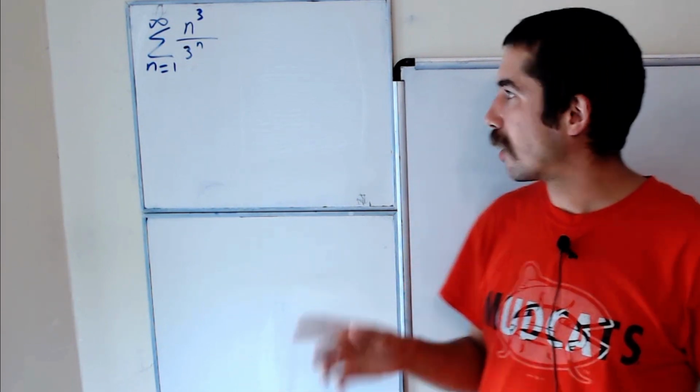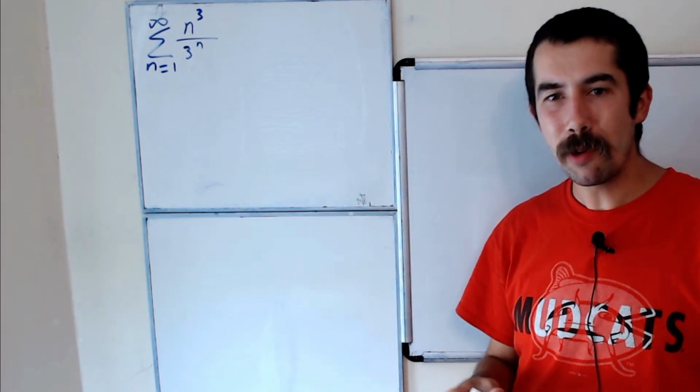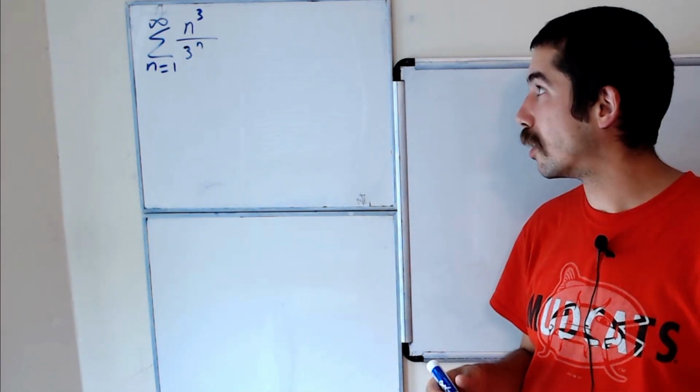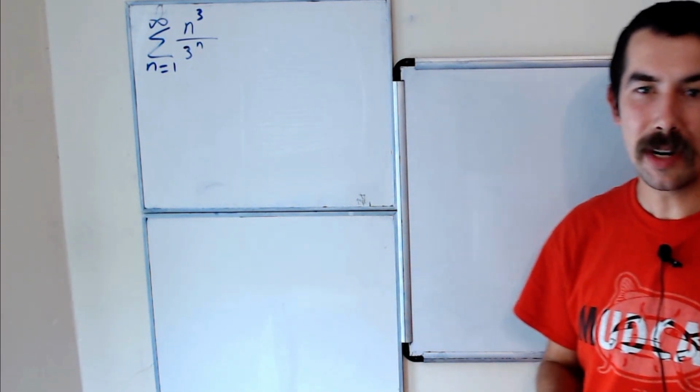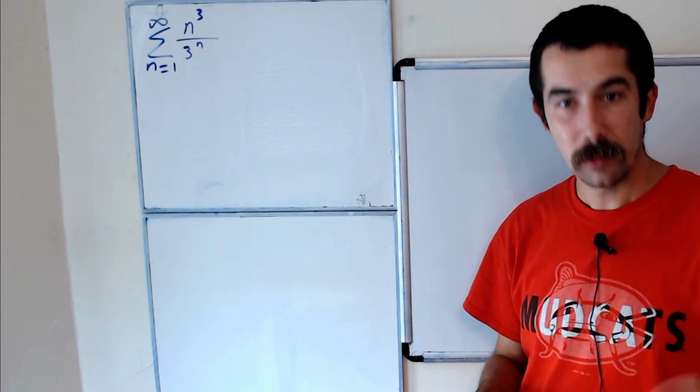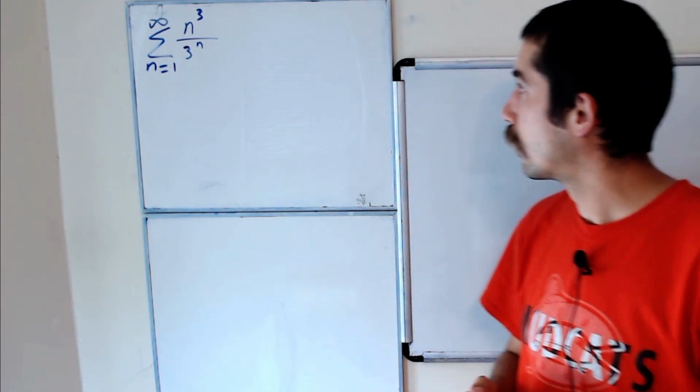Today we're going to evaluate the sum from n equals 1 to infinity of n to the third over 3 to the n. So try it on your own and let me know in the comments if you're able to solve it, or you could just watch me solve it.